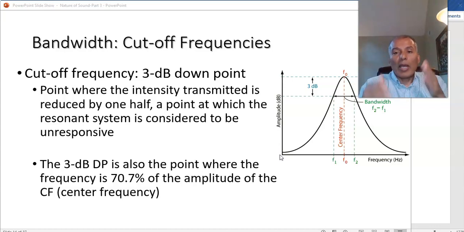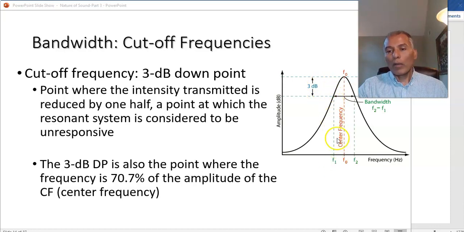So again, the bandwidth is the range between the lowest frequency that a resonator will amplify and the highest frequency that resonator will amplify. So the lowest frequency to be amplified is on the left side of the center frequency. We call this the lower cutoff. And the lower cutoff occurs when at that point the frequency is 3 decibels down.